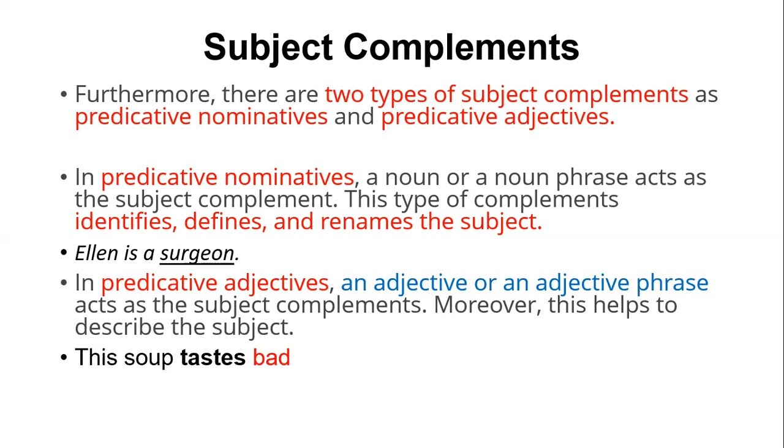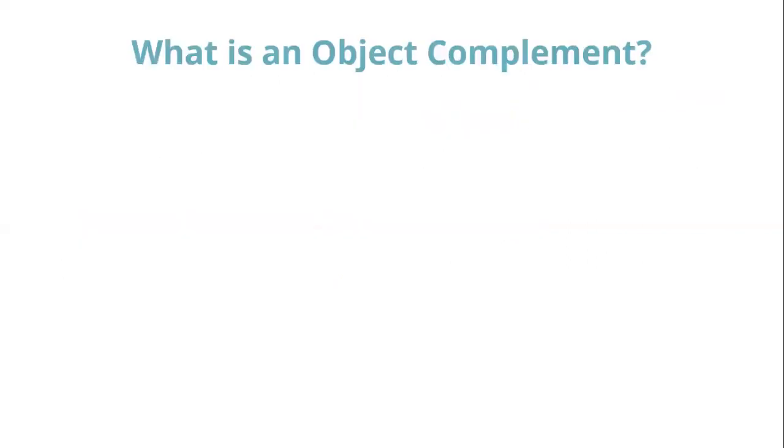So, bad is an adjective. That's why it is called a predicative adjective. Keep in mind, when we talk about a subject complement, it basically talks about the subject. It is a complement of the subject. It links with the help of a linking verb. And if it is a noun, we call it a predicative nominative. And if the complement is an adjective, we call it a predicative adjective.